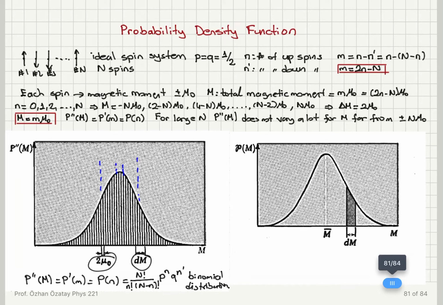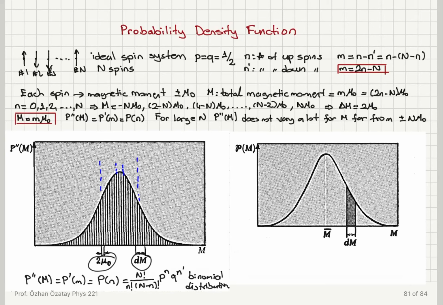We have shown, using the ideal spin system, that the total magnetic moment M takes discrete values, from minus capital N mu 0 to plus capital N mu 0 in units of 2 mu 0. And because of the relationship between capital M, lowercase m, and lowercase n, the number of upspins, the total magnetic moment and the number have the same form of probability distribution, which is the binomial distribution.